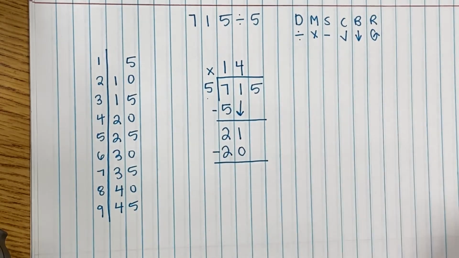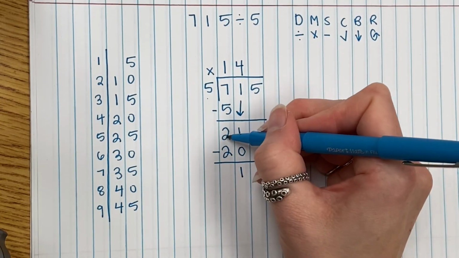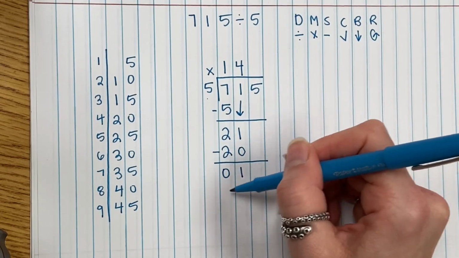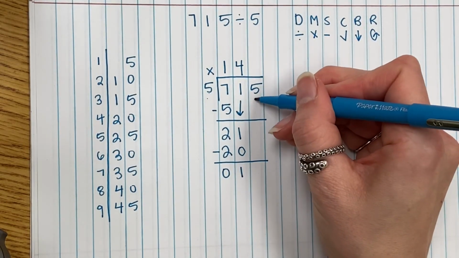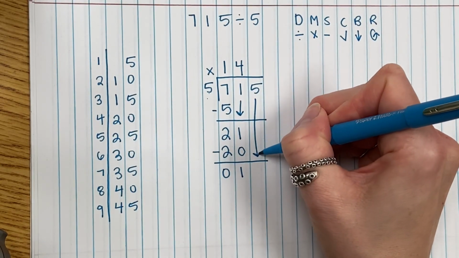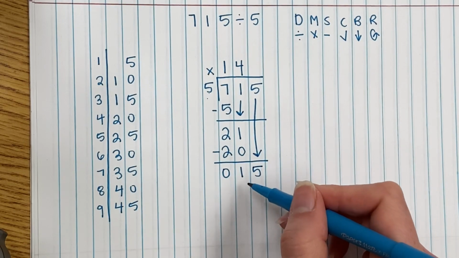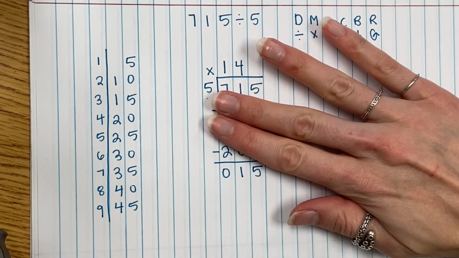After I multiply, I'm going to subtract. 1 minus 0 is 1. 2 minus 2 is 0. Then I'm going to check, is my remainder of 1 smaller than my divisor of 5? If it is, I can go ahead and bring down that last digit from my dividend, creating a final dividend of 15. So I'm now going to divide 5 into 15.